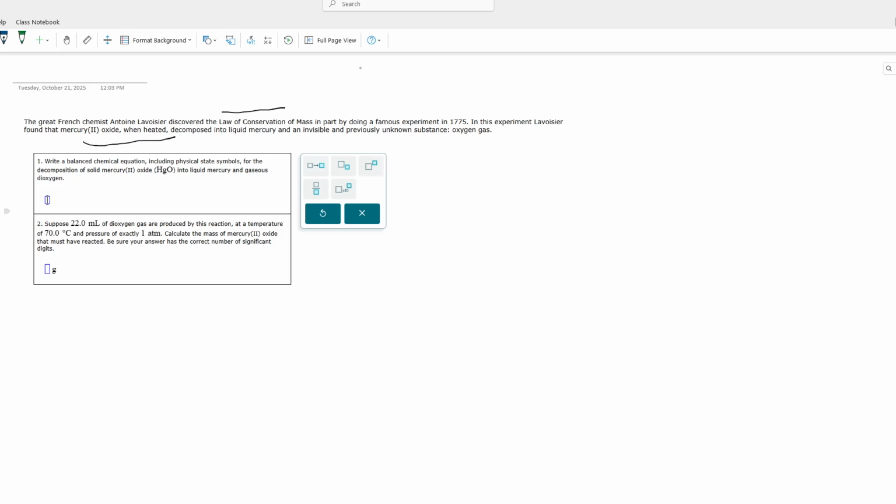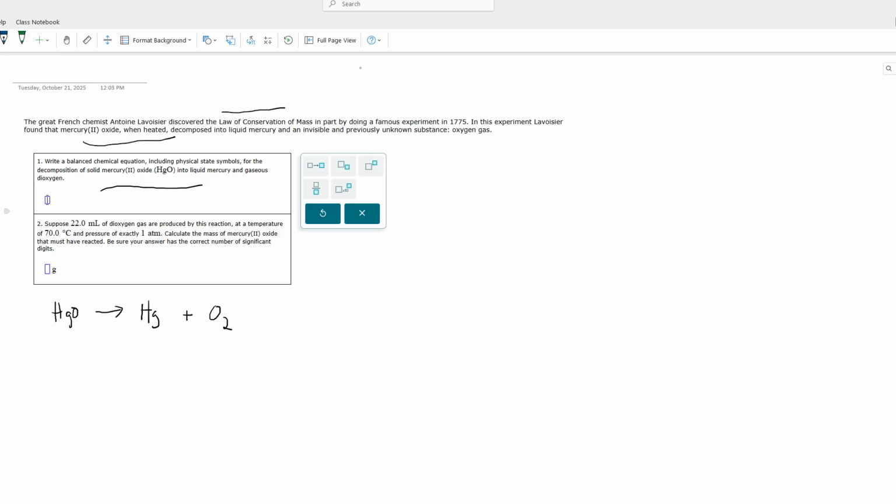In this experiment, he found that mercury oxide, HgO, when heated, decomposed into liquid mercury, plus this invisible and unknown substance at the time, oxygen gas. Okay, that's the chemistry that's going on. So the first thing we're supposed to do is write a balanced chemical equation.